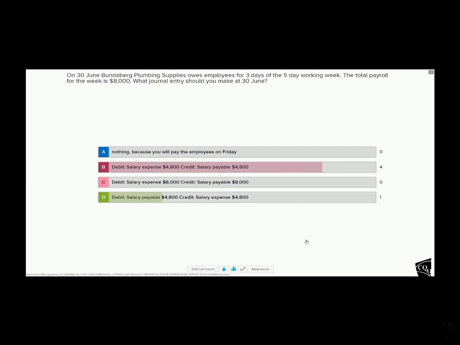4 for B, 1 for D. And D says debit salary expense for 4,800, credit salary payable 4,800. Now clearly the 4,800 is correct because it's 3/5 of 8,000, and debit expense, credit salaries payable. Now, it can't be a credit to salary expense because expenses are normally a debit. So that pretty much gives that one away.